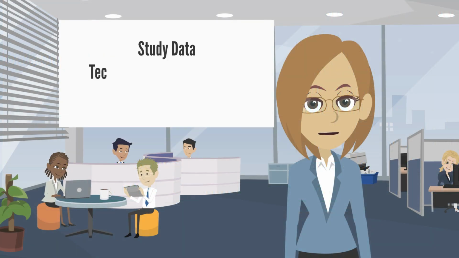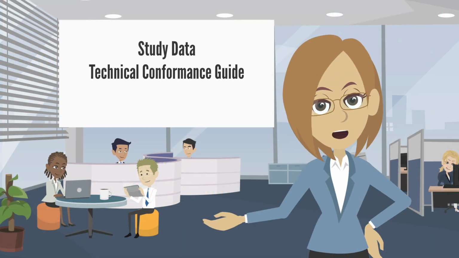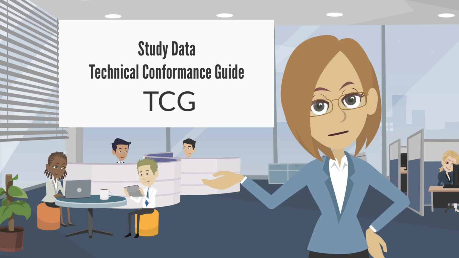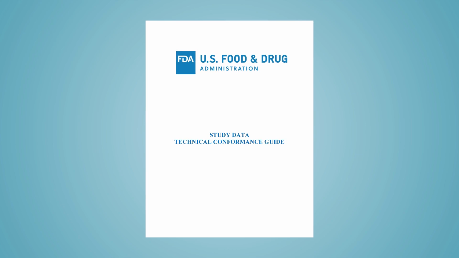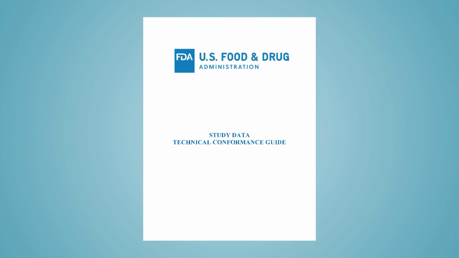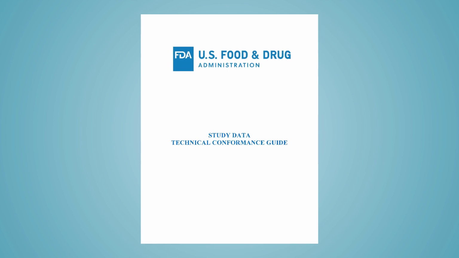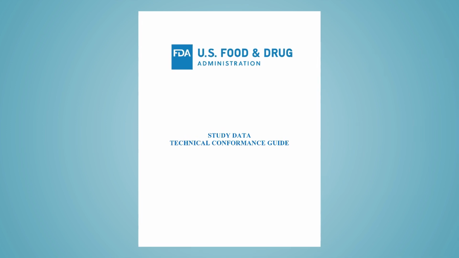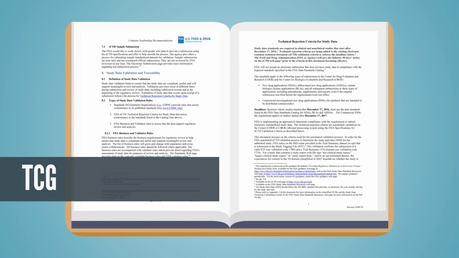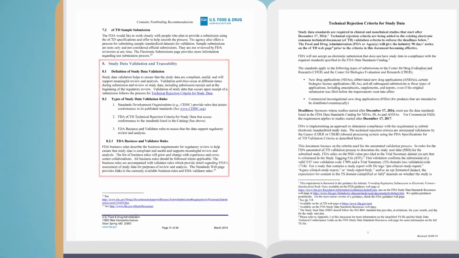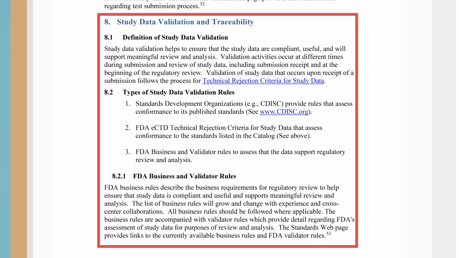The Study Data Technical Conformance Guide, often referred to as the TCG, is typically updated twice a year and details comprehensive technical specifications and general considerations on submitting standardized electronic study data. Section 8 of the TCG defines study data validation, including FDA business rules and FDA validator rules, and how these rules are different from CDISC conformance rules.